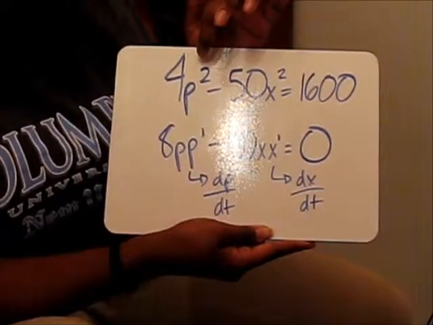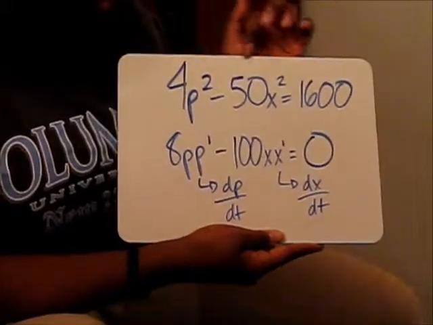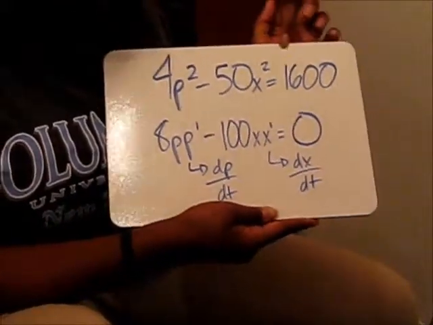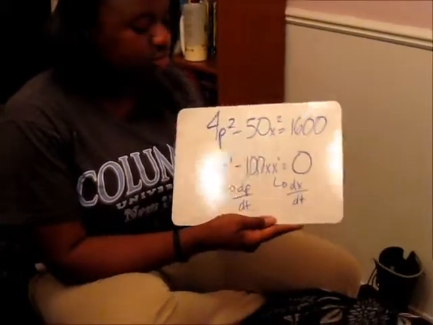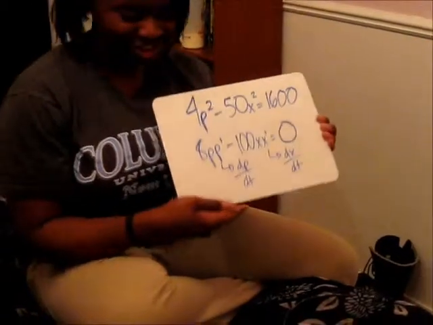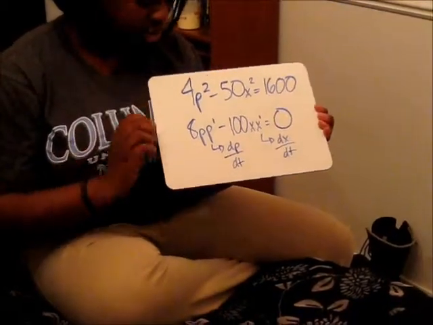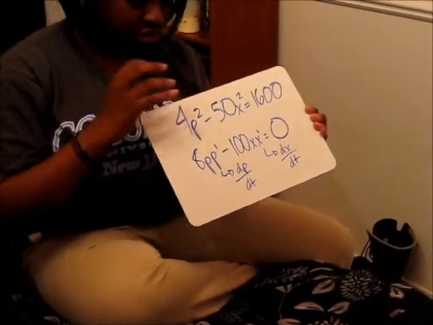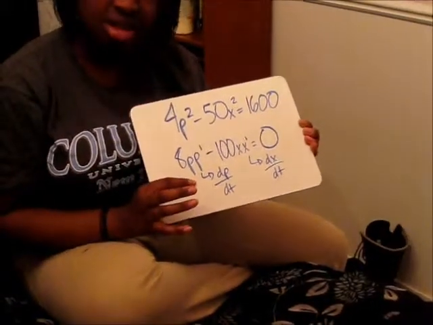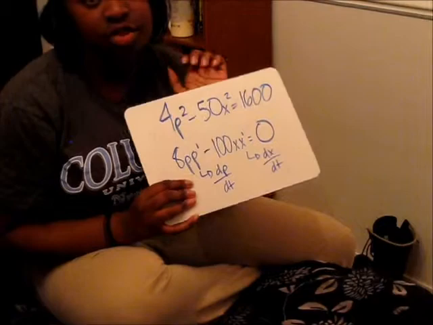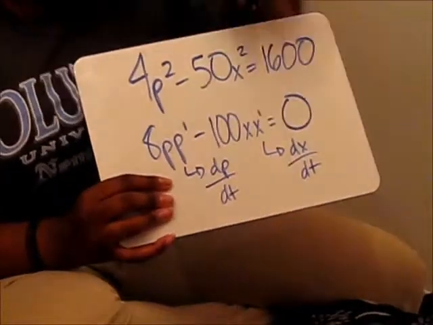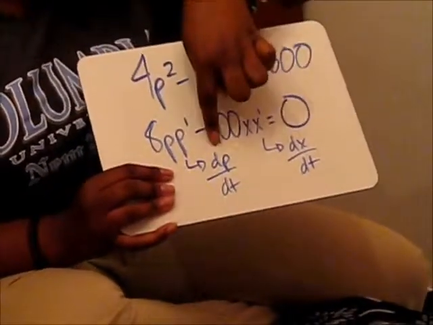So, the first part of your equation was this. 4p squared minus 50x squared is equal to 1,600. What you're going to do is you're going to use implicit differentiation here. So, just like a regular derivative, you're going to pull down the 2 and multiply by the 4 and get 8p. And then you're going to multiply by p prime, because you're also going to take into account the derivative of p, which, like I said on the other board, is dp/dt.